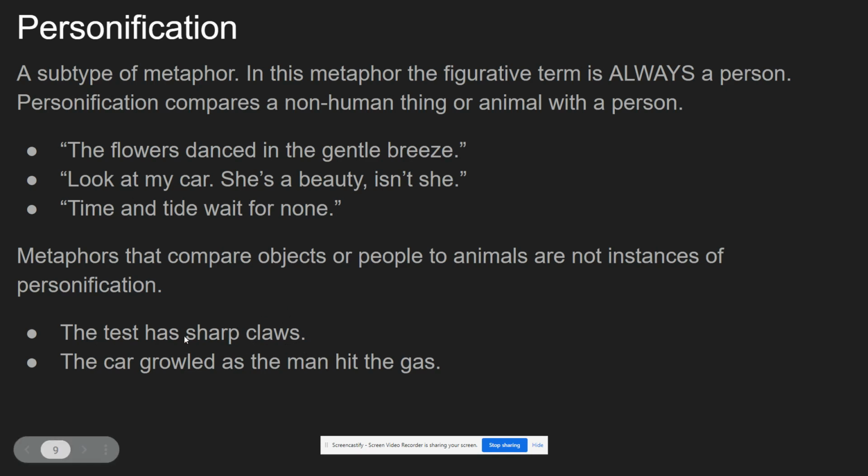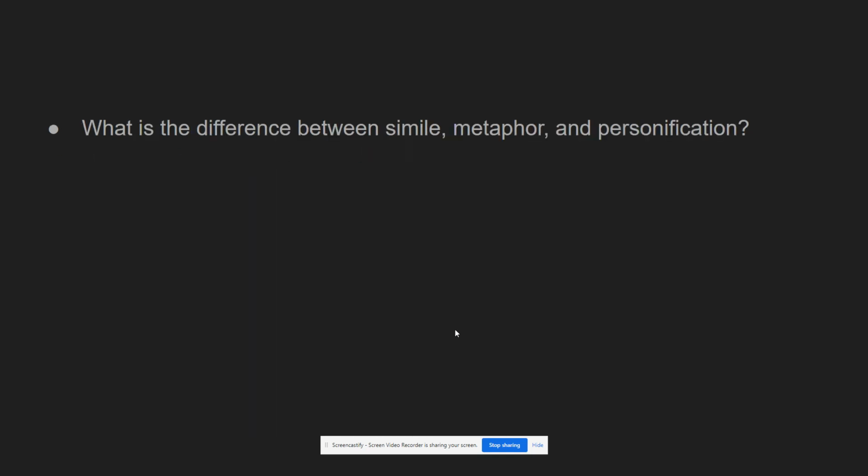This is turning something into an animal. The car growled as the man hit the gas. Okay, I know, pedantic. Yeah, people can growl too, but generally the word growl is not associated with human beings. It is associated with animals. All right, so here is another checking for understanding. What is the difference between simile, metaphor, and the subclass of metaphor, personification? Talk to your neighbor and pause the video.